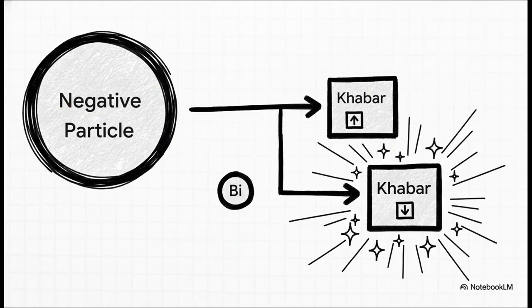Now, Arabic loves having options, so of course there's another way to do this. Instead of changing the predicate to the nasb case, you can slip in another particle, bi, right before it. This actually pushes the predicate into a third case, the genitive, or jar. The meaning is exactly the same, not, but grammarians will tell you it adds a little extra emphasis, a little more punch to the negation.